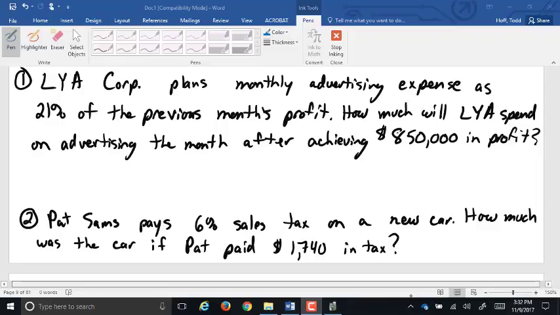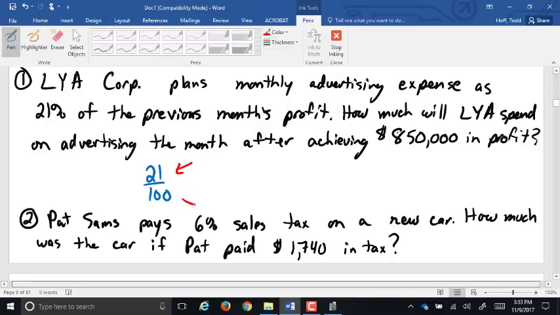Okay, so the first one up here, LYA Corporation plans monthly advertising expenses as 21% of the previous month's profit. How much will LYA spend on advertising the month after achieving an $850,000 in profit? So we have the 21%, which is 21 over 100.